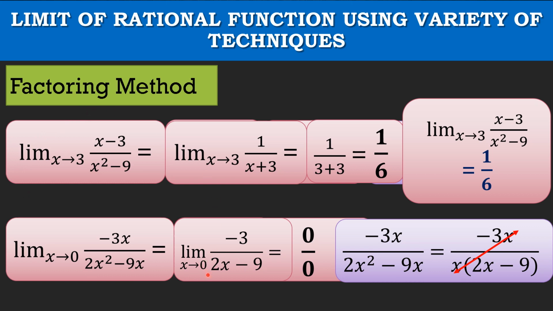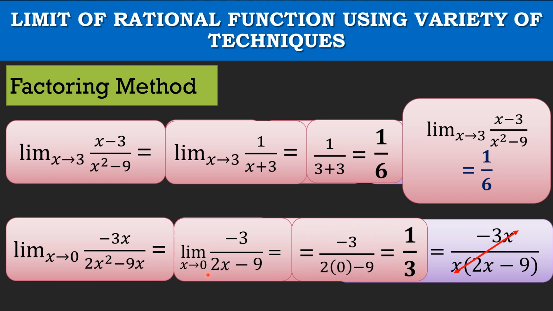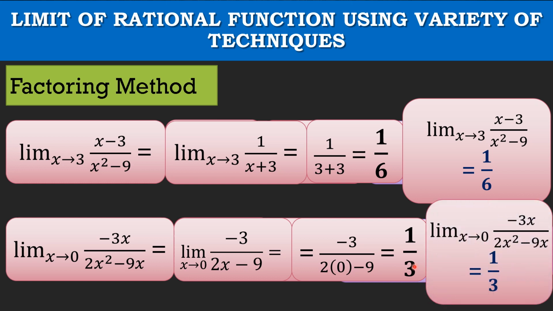Dito na tayo papasok sa substitution. So lahat ng x magiging 0 kasi our x approaches 0. So we get negative 3 over 2 times 0 minus 9. Then, yung maiiwan dito is negative 3 over negative 9, or simply 1/3. That is the final answer. Hence, limit of negative 3x over 2x squared minus 9x as x approaches 0 is equal to 1/3.